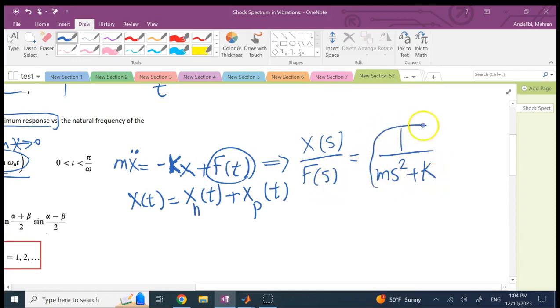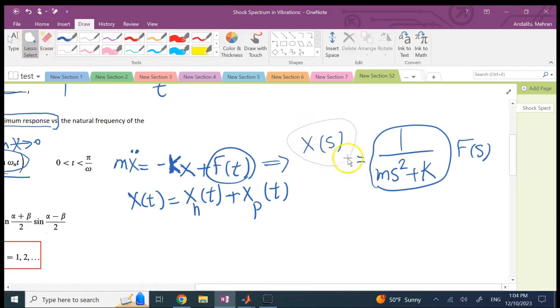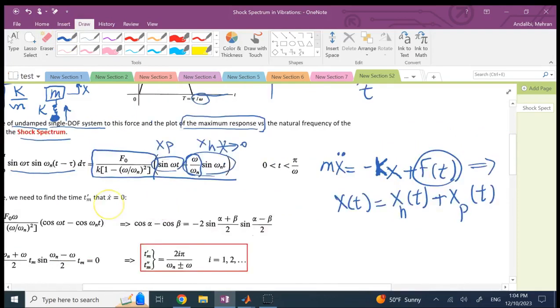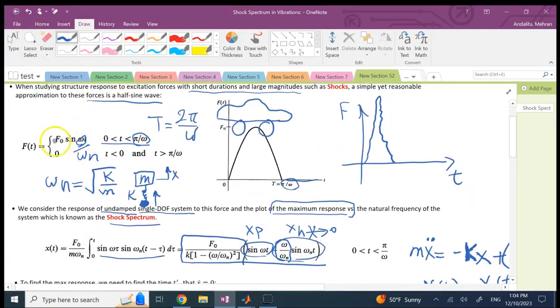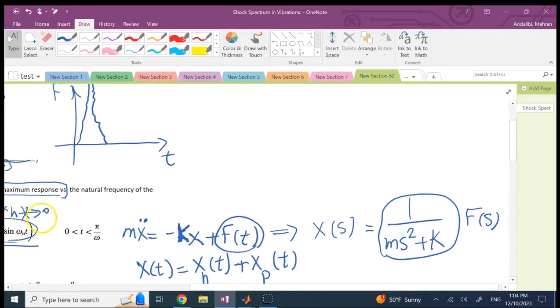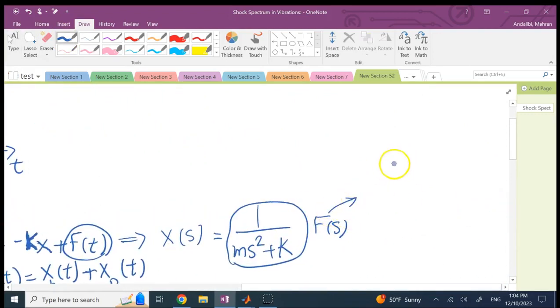Okay, so now if I have this function and multiply both sides by f of s, then I'll get x of s to be f of s times this, what we call transfer function, correct? And so this f of s is what here? In this case, f of s is the Laplace transform of f naught sine omega t. So this f of s is going to be f naught over s squared plus omega squared, right? This is the Laplace of the sine function with omega t times magnitude.